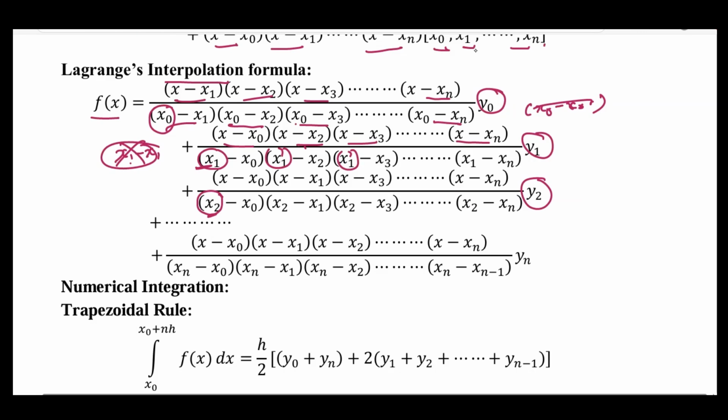Then it goes on till (x - x_0)(x - x_1)(x - x_2) and so on divided by (x_n - x_0)(x_n - x_1)(x_n - x_2) till (x_n - x_{n-1}), into y_n. That will be Lagrange's interpolation formula.